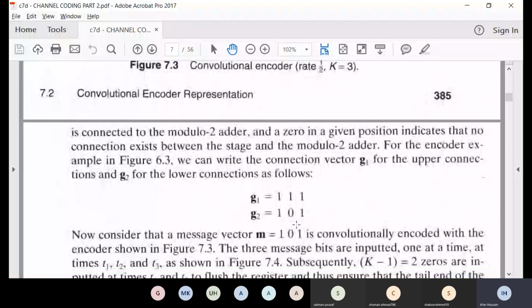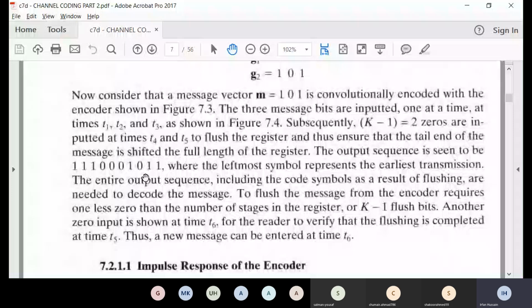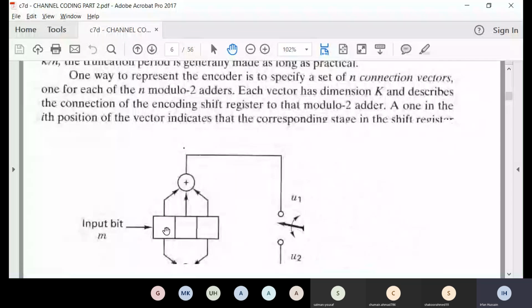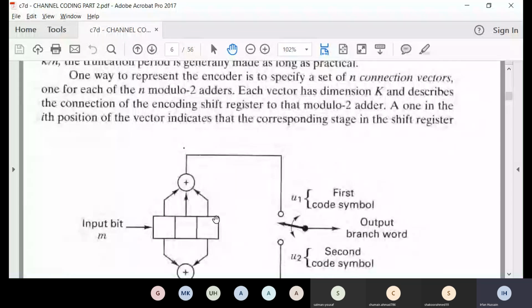Let us say if I feed 101, the message signal. So what will be the output? Step by step, you can put it in the diagram. In this diagram, first let us say you have 0, 0, 0. Then 1 comes, so you will have 1, 0, 0. What is the output here? For every input that is coming, you will be getting two outputs. So you will see the output sequence is 1, 1.